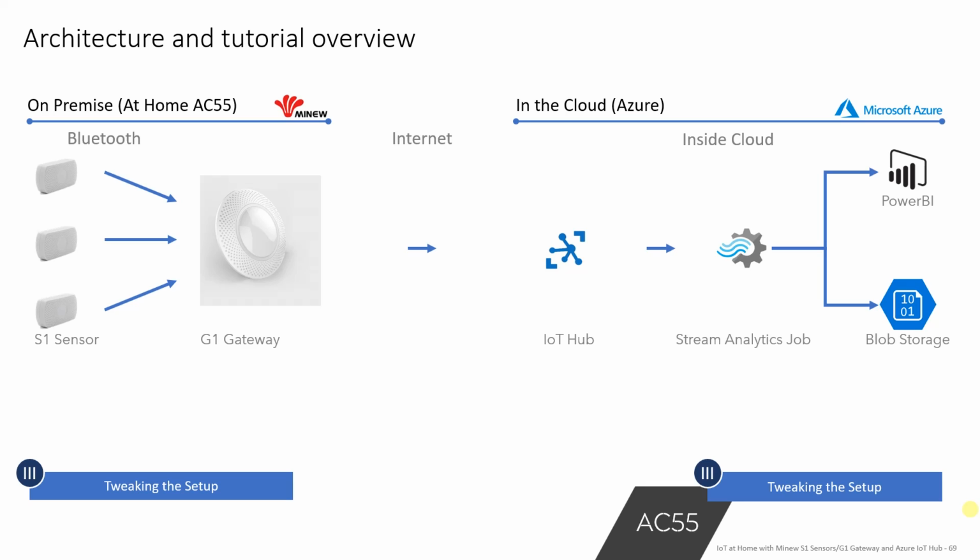On premise, we have a number of S1 sensors and a G1 gateway. In Azure, we have first an IoT hub where we ingest the data, then process it through a stream analytics job and export it into PowerBI and blob storage. And throughout this setup, there are lots of knobs and settings that we can tweak to get better performance, more consistent performance, or optimize for cost. So let me show you some of the things that we can actually do.